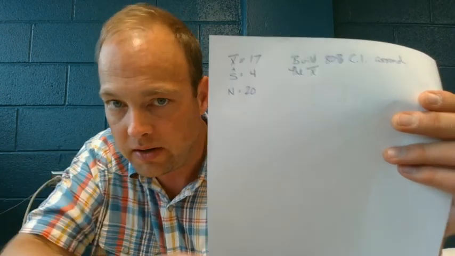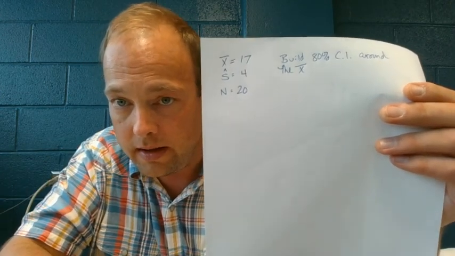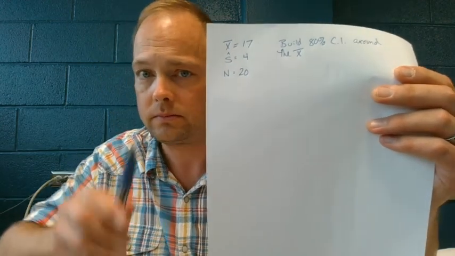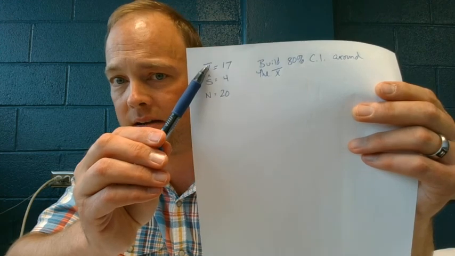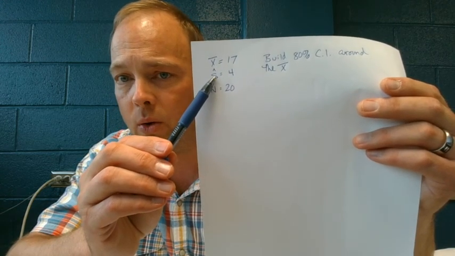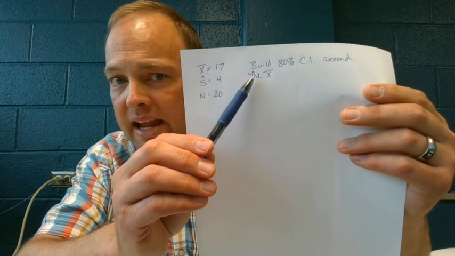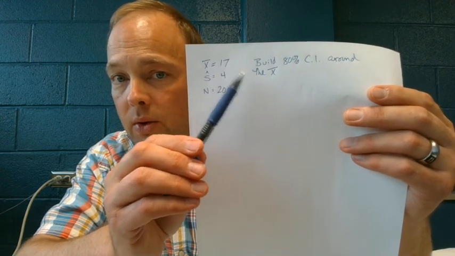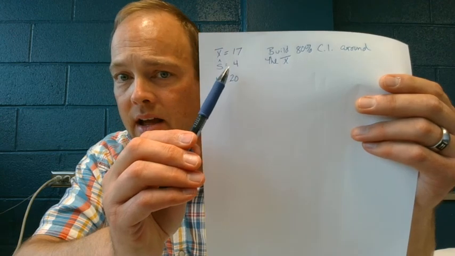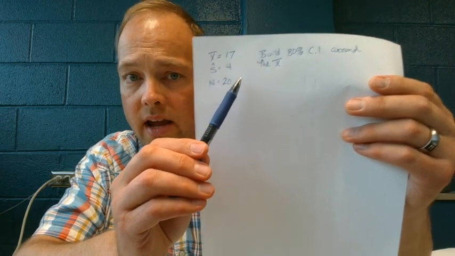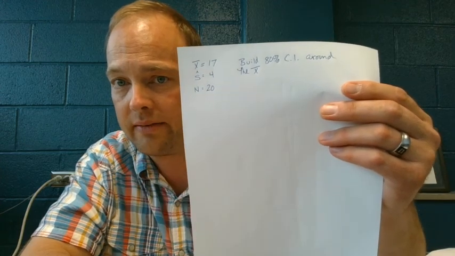So when you pause, the information I'm asking you to assume is a mean of 17, a standard deviation of 4, a sample size of 20, and the task at hand is building 80% confidence intervals. So once again, a mean of 17, standard deviation of 4, and a sample size of 20, and we have to build 80% confidence intervals. I followed the exact same steps and procedures that I did last time.